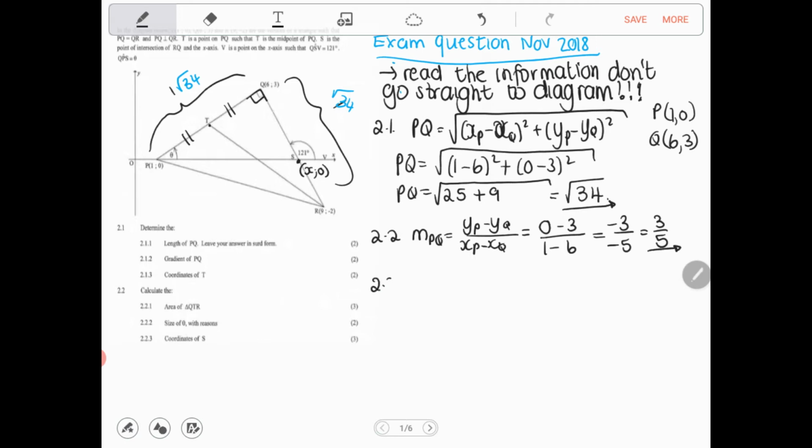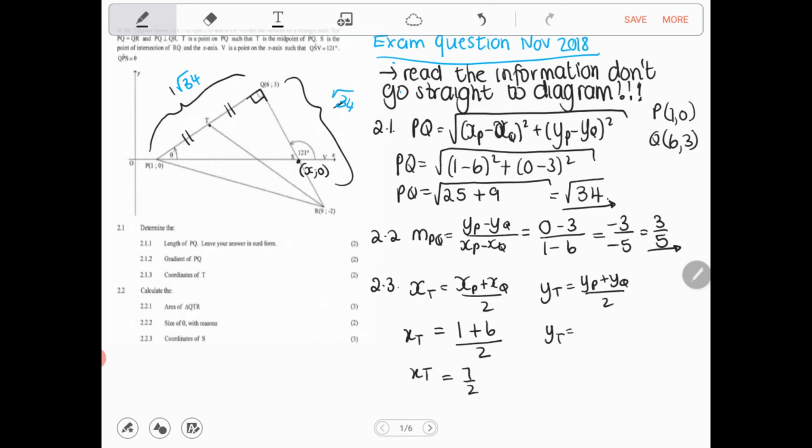All right, 2.3. The coordinates of T. Well, T is the midpoint. So the x at T would be the x at P plus the x at Q over 2. And the y at T would be the y at P plus the y at Q over 2. Okay, so that's going to be 1 plus 6 over 2. So the x at T is going to be equal to 7 over 2, which is 3.5. And if you look at the x values 1 and 6, well, at least 3.5 looks like it's in the middle there, which is always a good thing.